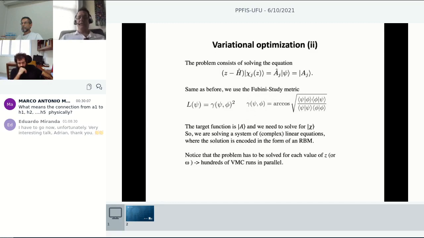Notice that this problem, though, depends on the frequency z, or omega. And now we need to solve it for each value of frequency. So we need to solve it hundreds of times. So we need to run this on many processors simultaneously to obtain the whole frequency range.